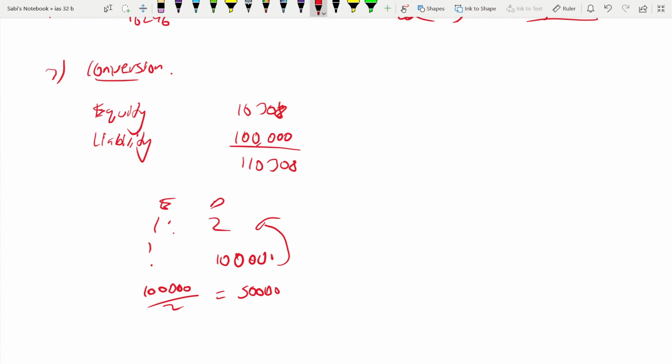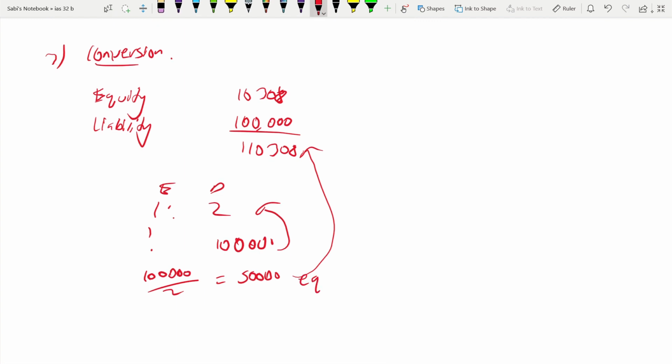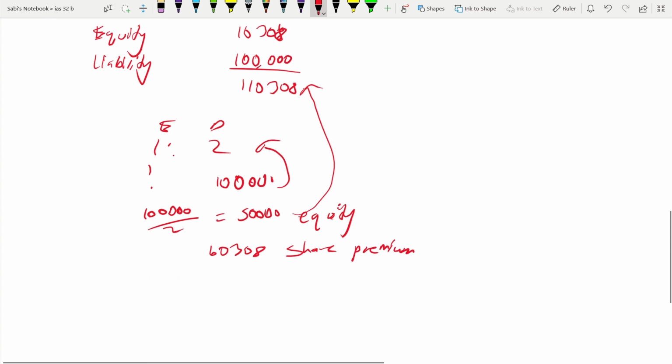So this many shares are issued. You see 50,000. So out of this 110,308, 50,000 is issued as equity capital. The balance, which is 60,308, this is share premium. Got it? Now we are moving on to part B.